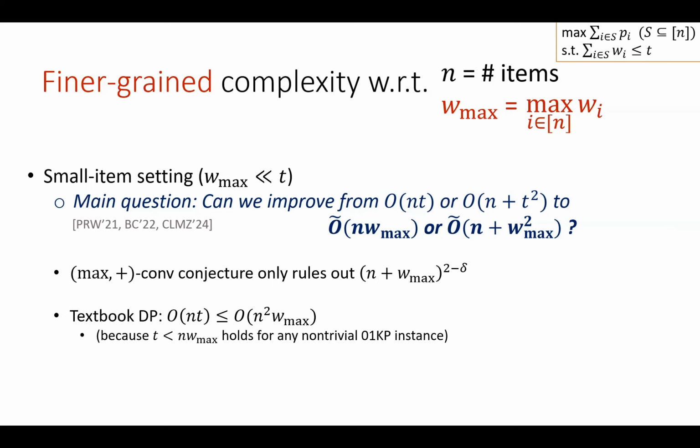And we can also look at what's the running time of the textbook DP algorithm with respect to n and Wmax. Without loss of generality, we can assume that the capacity t is strictly smaller than n times Wmax, because otherwise the instance would be trivial. So the n times t time bound could be written as at most n squared times Wmax. So this is cubic in n and Wmax, while the lower bound is quadratic. So there is still a large gap between the upper bound and lower bound.